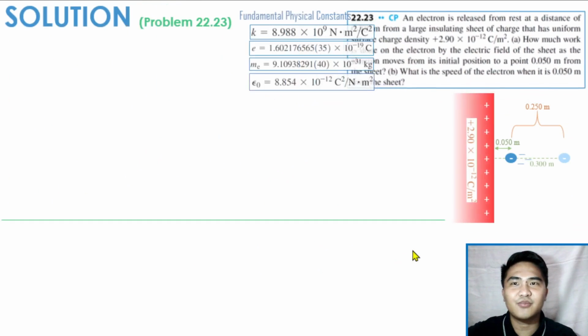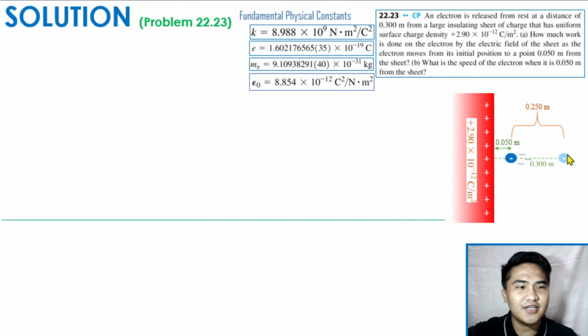To better illustrate the problem, this is the initial position of the electron and it moves towards the sheet and its distance is 0.05 meter. We will use these constants: the Coulomb's constant, the magnitude of the electron's charge, the mass of the electron, and the permittivity of free space.